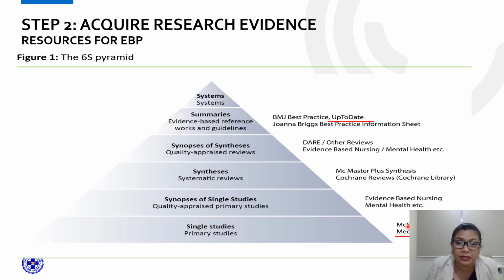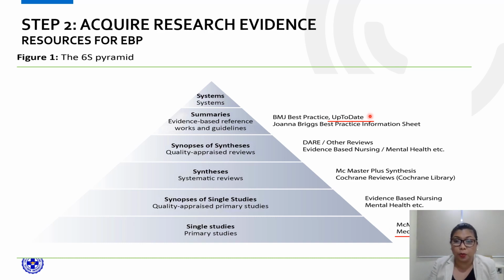So here's single studies. You can look at Medline. Some of these are free. Synopsis of single researches. You have synthesis, or you can have a synopsis of synthesis, maybe an evidence-based nursing practice. And this is the summaries, okay? Best practices. The British Medical Journal has the best practice. In my hospital in Beijing, where I used to work, we have an up-to-date.